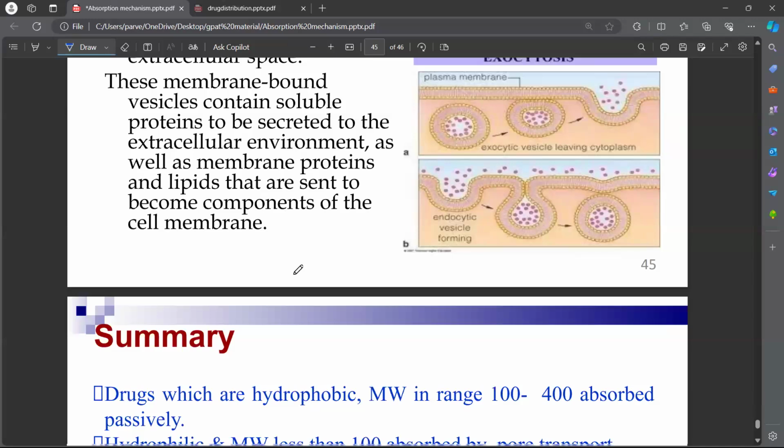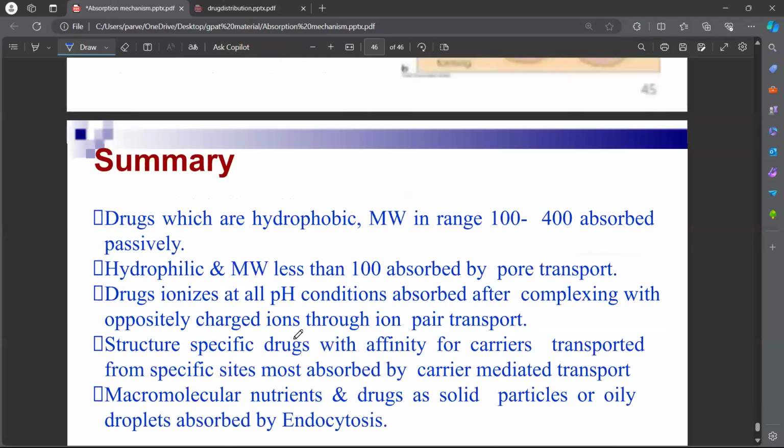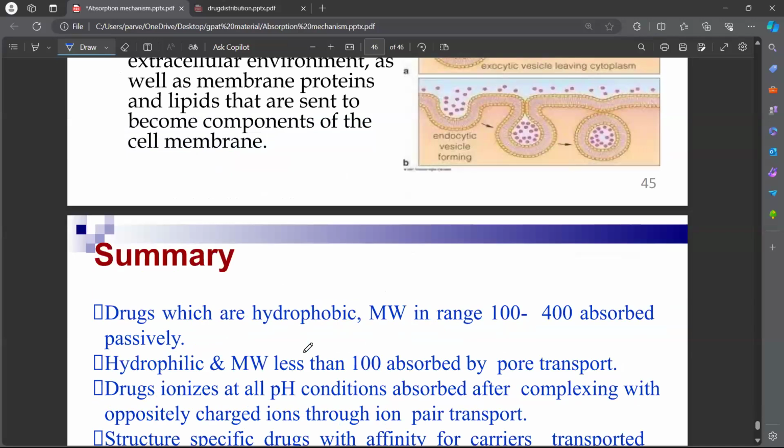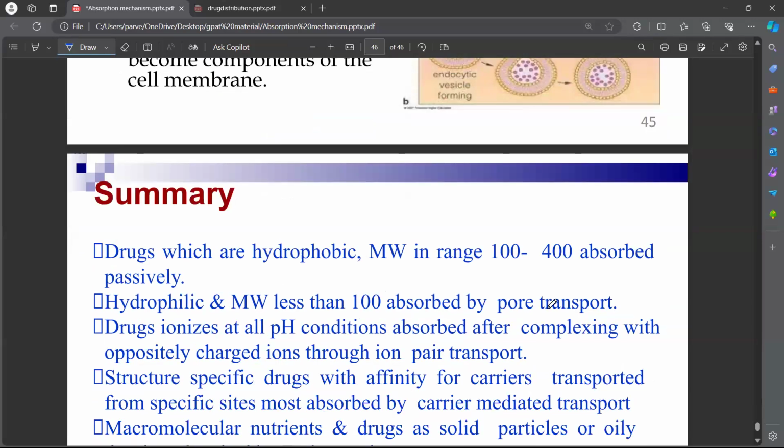Drugs that are hydrophobic, with molecular weight between 100 and 400, are transported passively, and botulinum toxin and the oral polio vaccine are both transported via pinocytosis. So these have to be clear to you. Next, hydrophilic drugs with molecular weight less than 100 are transported by the paracellular route, and drugs which get ionized at all pH are absorbed after complexing with oppositely charged ions through ion pair transport, where I mentioned the examples of benzalkonium chloride and sulfonic acid.